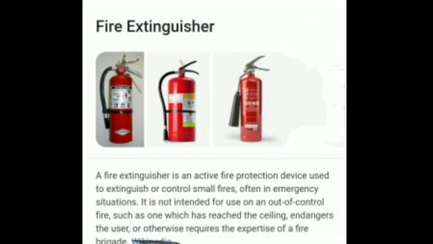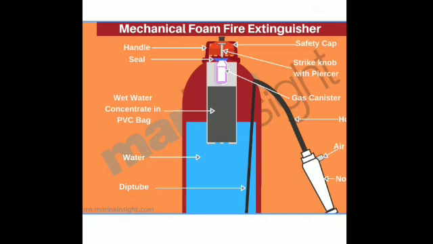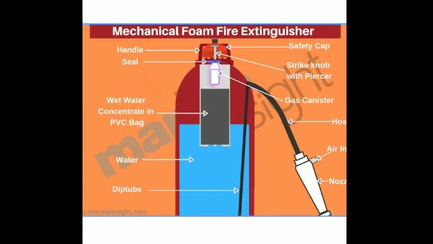There are 3 common types of fire extinguishers: foam type fire extinguisher, soda acid fire extinguisher, and liquid carbon dioxide fire extinguisher. Now this is the picture of the mechanical foam fire extinguisher, that is the foam type fire extinguisher. It consists of a metallic cylinder having a knob and a nozzle. Is that clear? This is the knob that is present, and there is a nozzle also. Is it clear?